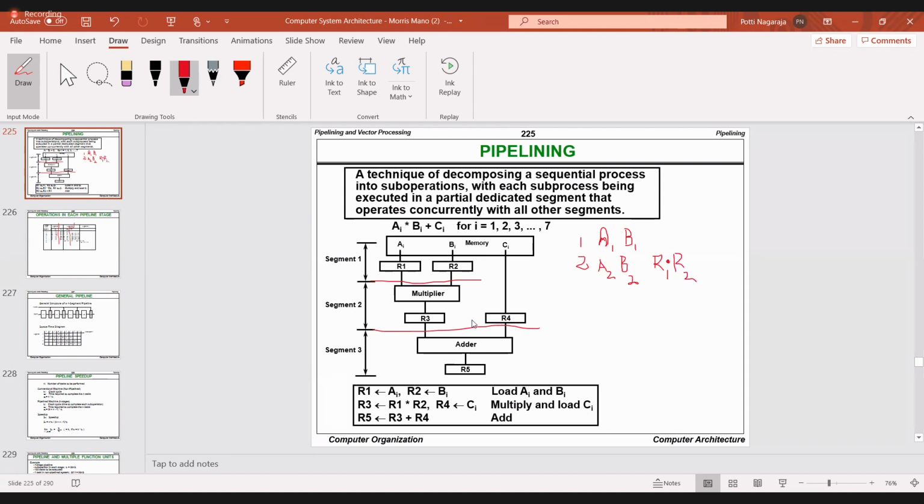Is it okay? Now can anyone tell me, what is the R4 value? R4 value is C1. Do you understand? Yes. Now the third clock, I will write only this clock cycle. Now third clock cycle, what is the R1 value? Third clock pulse, I will get now A3.